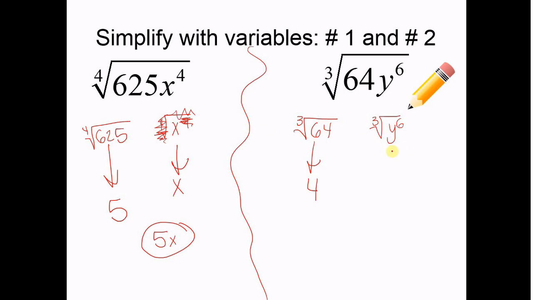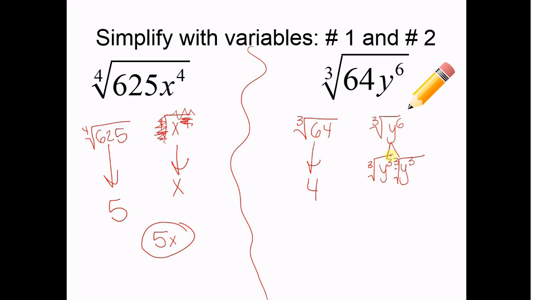But is there a way to uniquely write y to the 6th so that I have some 3's in there? Well, I know y to the 6th is just y to the 3rd times y to the 3rd, right? Because you just add exponents. So what if I make those under some radicals? Looks legal, right? We could do that.